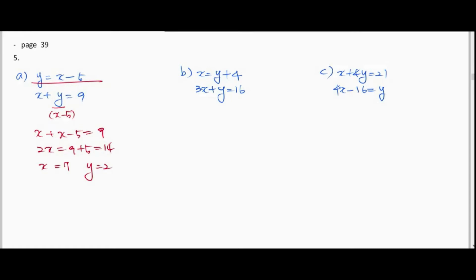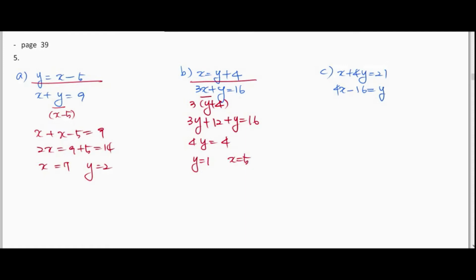So 7 minus 5 equals 2. And now let's go for b. X equals y plus 4. So then x equals y plus 4. So 3 in front of it. So 3y plus 12 plus y equals 16. So 4y equals 4. Then y equals 1. So again, the first equation. When y is 1, the x is 5.